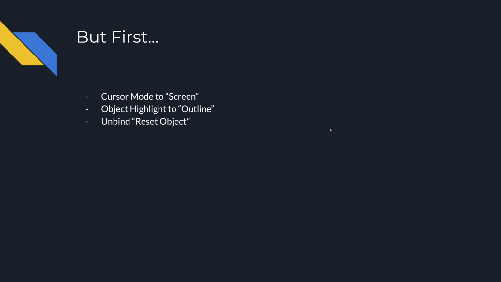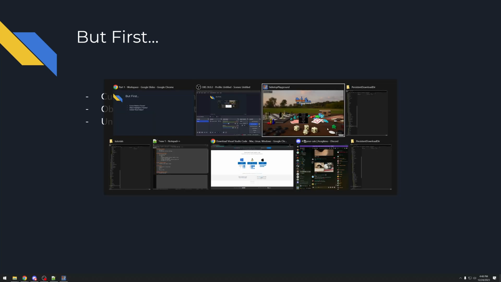But first, we're going to make some changes to the initial configuration of Tabletop Playground. Namely, we're going to change some cursor modes, the object highlight, and unbind. I'll walk you through how to do this.